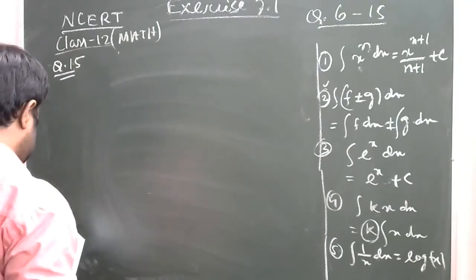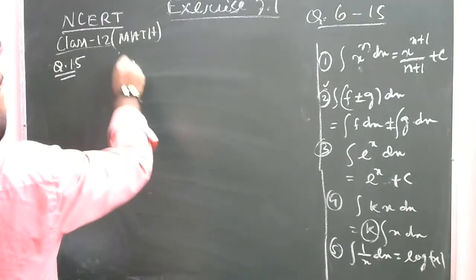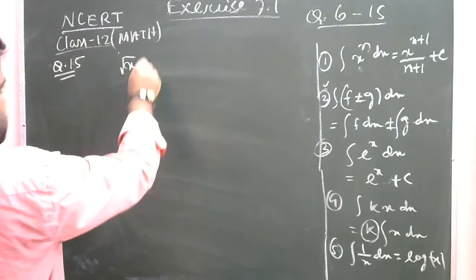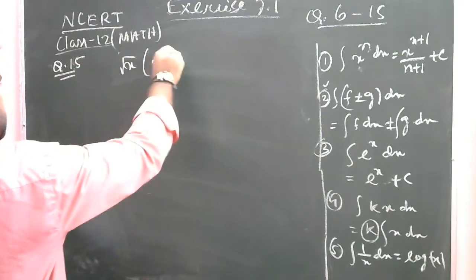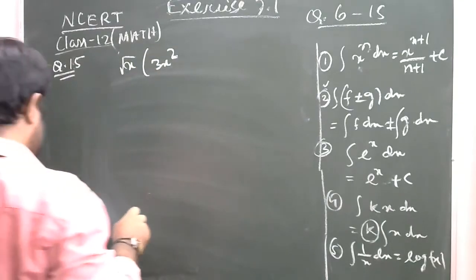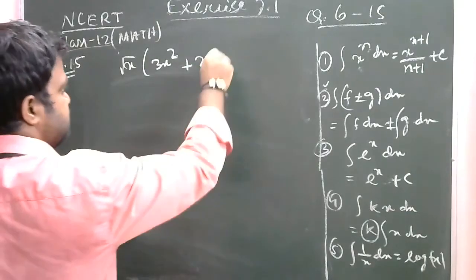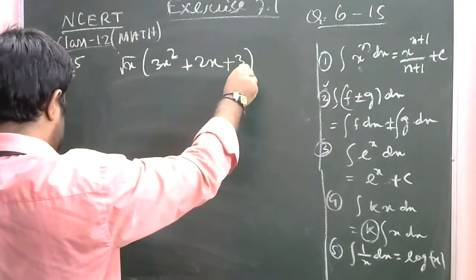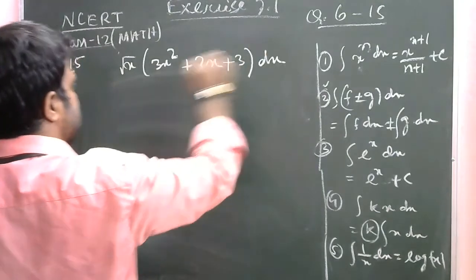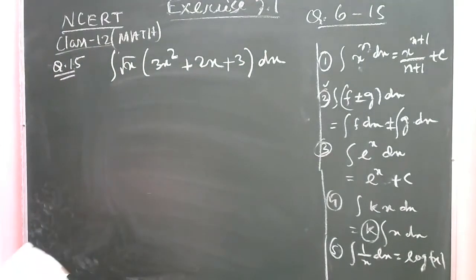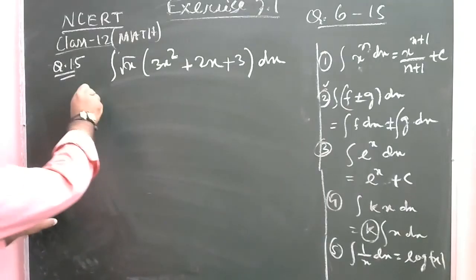So 15, root x, this is also easy, right? 3x square. This exercise is easy, 7.2. If you know some formulas, questions are easy only. So this question I'll do it directly.